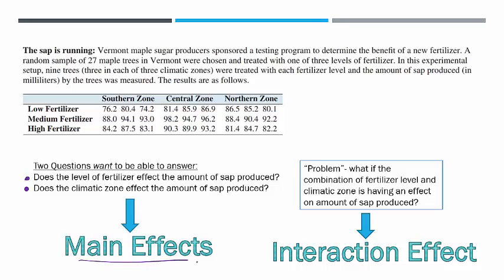And these questions are referred to as the questions about the main effects. We've got 2 explanatory variables, so there are really 2 questions. Does the type of fertilizer affect the amount of sap produced? And the second question is, does the climate zone affect the amount of sap produced? Those are the 2 big questions that we generally want to ask when we have these types of experiments or studies.